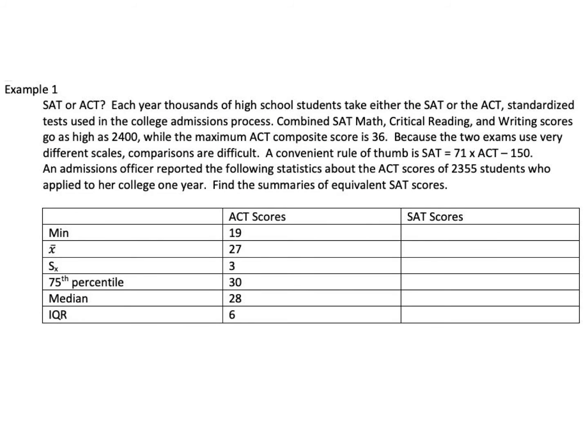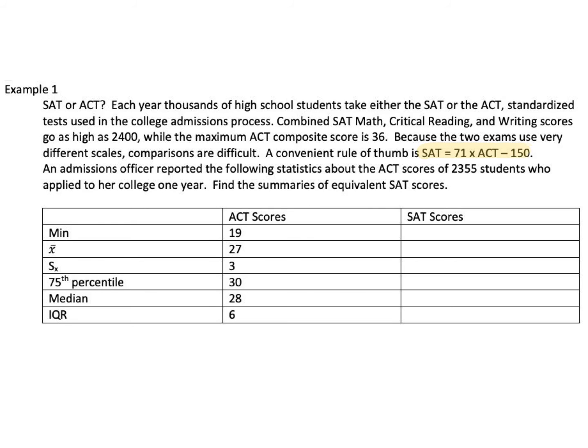So let's put this into play with an example. Each year, thousands of high school students take either the SAT or the ACT, standardized tests used in the college admissions process. The combined SAT math, critical reading, and writing scores go as high as 2,400, while the maximum ACT composite score is 36. Because the two exams use very different scales, comparisons are difficult. A convenient rule of thumb is that the SAT would be equal to 71 times the ACT score minus 150.